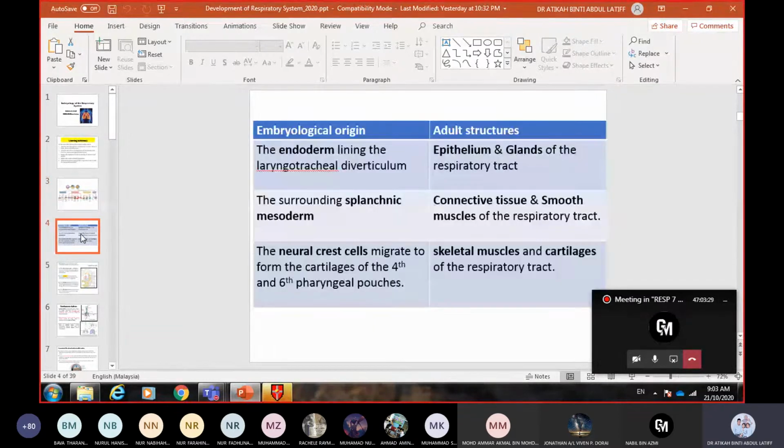Okay, and for embryological origin, so the endoderm will give off epithelium and glands of the respiratory tract. Okay, the mesoderm will give connective tissue and smooth muscle of the respiratory tract. And the neural crest cells will give the skeletal muscles and cartilages of the respiratory tract. Okay, so all 3 layers give some parts to form the structures of the respiratory tract.